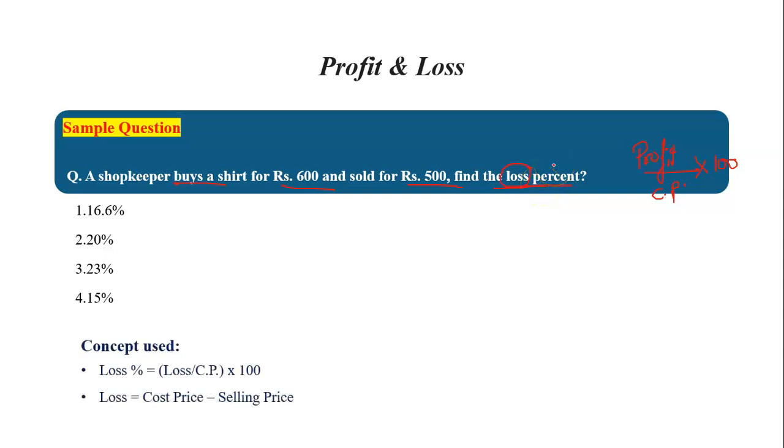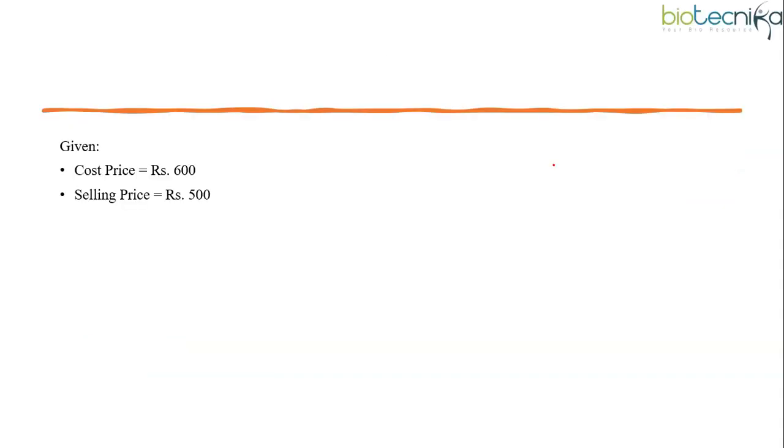As in this question, we have to find the loss percent. So we have to use the formula for loss percent, which is given by loss by cost price into 100, and the formula for calculating the loss, which is given by cost price minus selling price. As given in the question, cost price is rupees 600 and selling price is rupees 500. So we'll first calculate the loss. As I mentioned in the previous slide, the loss is calculated by subtracting the selling price from the cost price. Cost price given is 600 and selling price is 500. So loss is rupees 100.